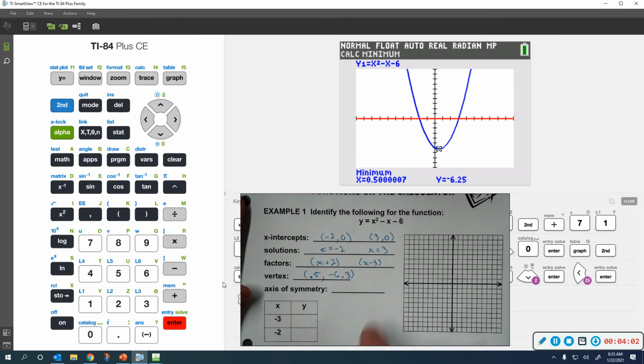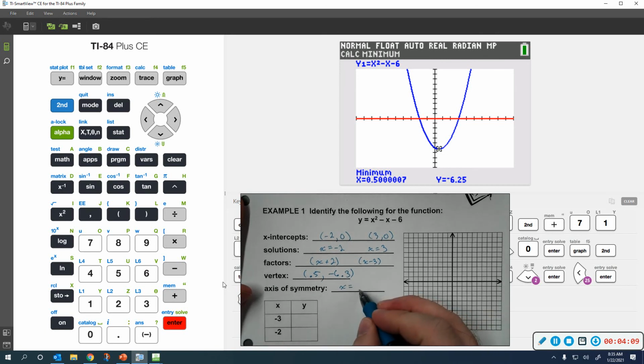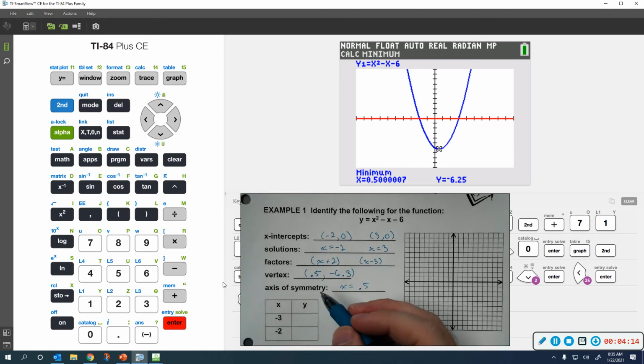Our axis of symmetry always is a vertical line, so it will start out with x equals, and it's going to go through your vertex. So it's just going to be x equals 0.5. Axis of symmetry always goes with the x value of the vertex.